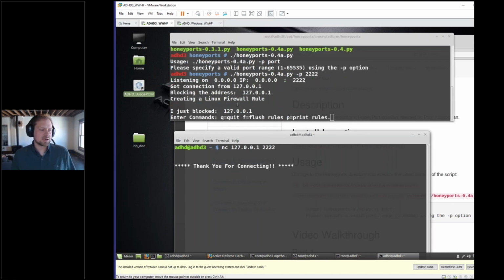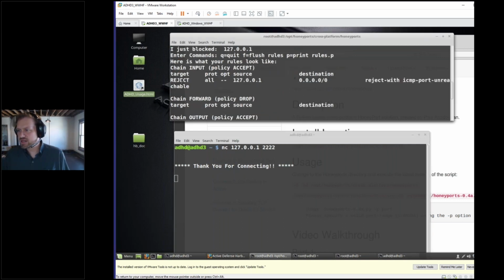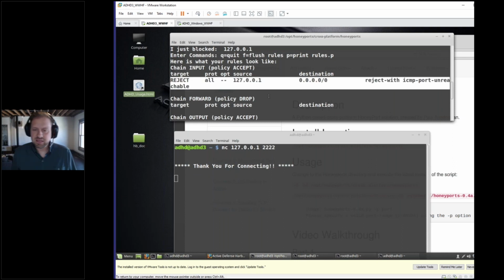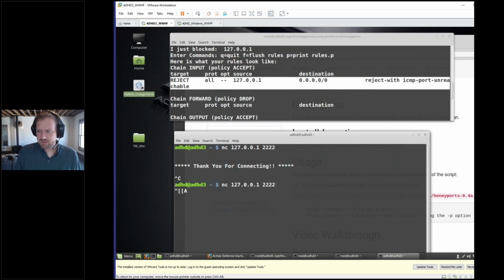So you have two ways to actually do this relatively easily in your environment. And if I print the rules, that actually will show me the specific rule that I have right here. I have reject any and all traffic from 127.0.0.1. And if I try to remake that connection again, I'm going to get nothing. It just doesn't work. I can't connect. So back to the story.